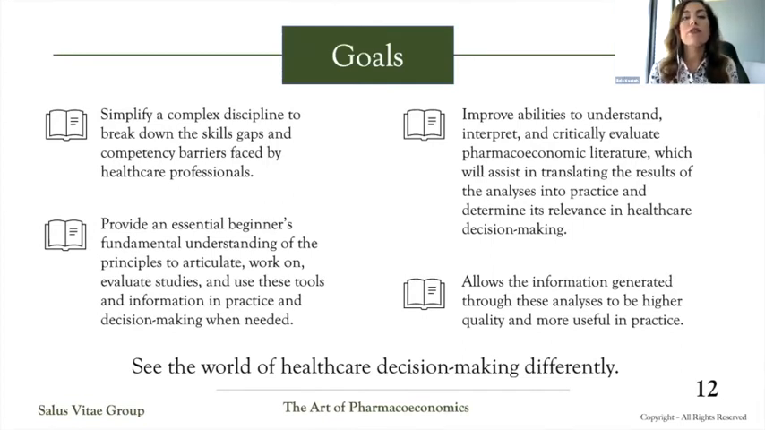So this book really serves as an essential beginner's foundational understanding of the various principles and elements so that you can articulate, work on, and evaluate these different types of analyses, and see if they would apply to your own decision-making process. So the hope is that by improving your abilities, you'll be able to understand, interpret, and critically evaluate the literature so that we can best utilize the results that many of these analyses are offering in day-to-day decision-making and allow for better quality and greater uptake of these analyses when appropriate.